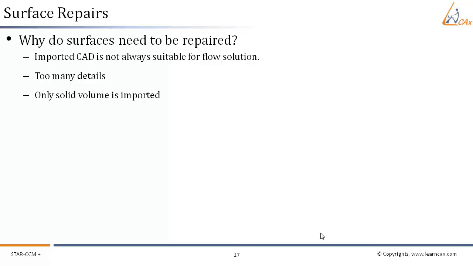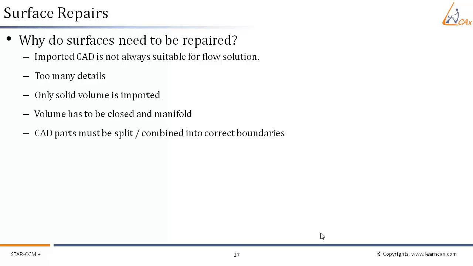Whenever we import a CAD file, the entire solid volume is imported. For CFD, the volume has to be closed and manifold. Also, if we have a single imported CAD model, the CAD parts must be split or combined into correct boundaries. For all these reasons, it is never possible to use the CAD model as it is for CFD. We need to perform repair operations on the imported CAD.